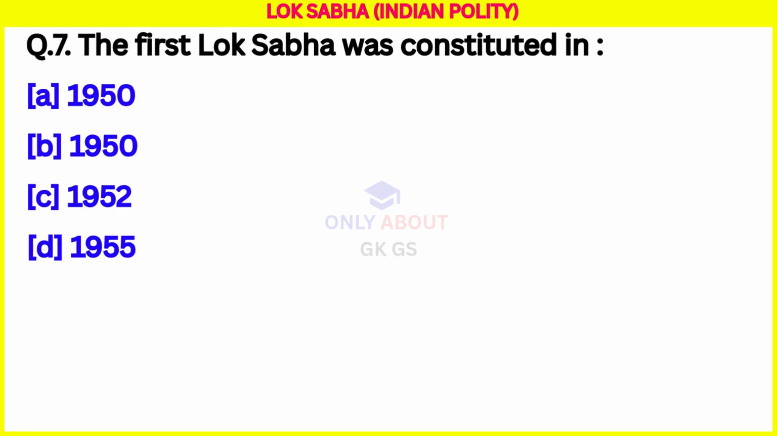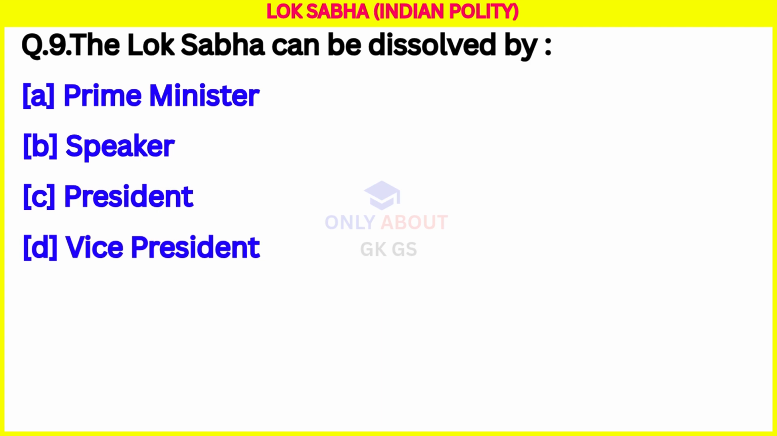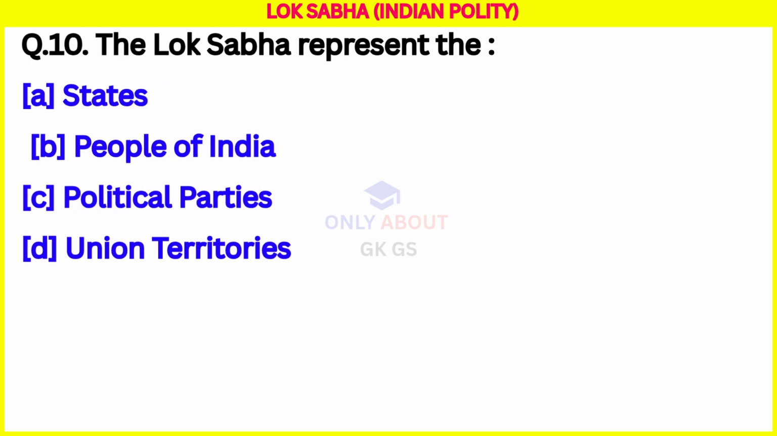Next question. The first Lok Sabha was constituted in? Correct answer 1952. Next question. The minimum age to be a member of Lok Sabha is? Correct answer 25 years. Next question. The Lok Sabha can be dissolved by? Correct answer President. Next question. The Lok Sabha represents the? Correct answer People of India.